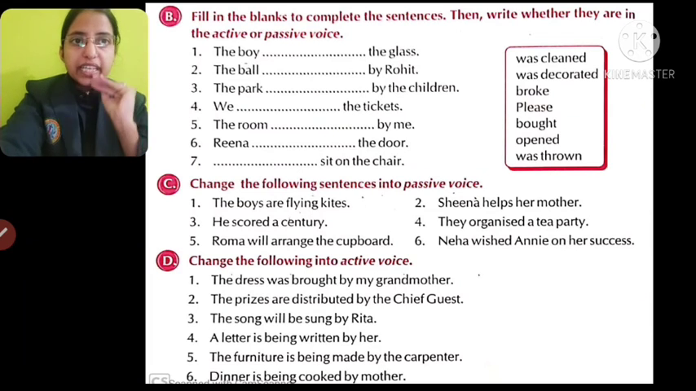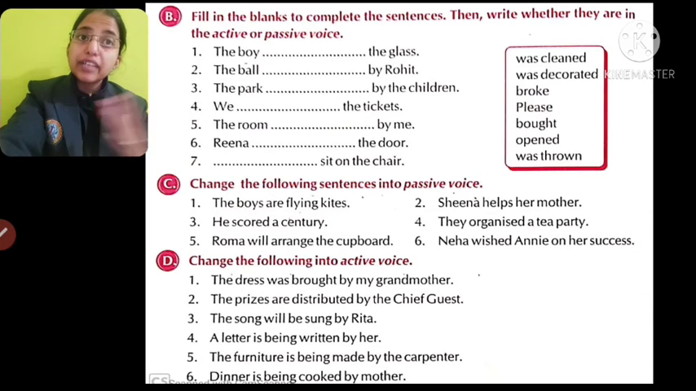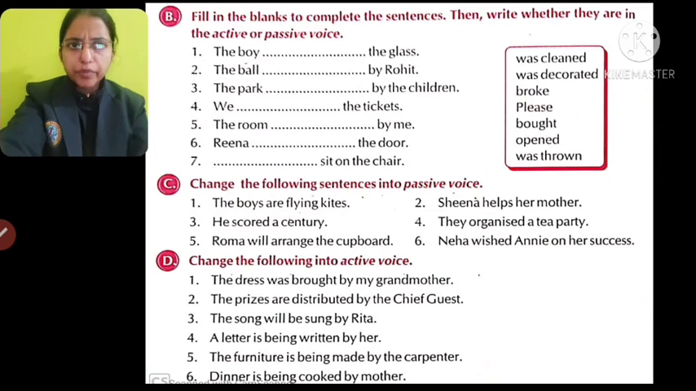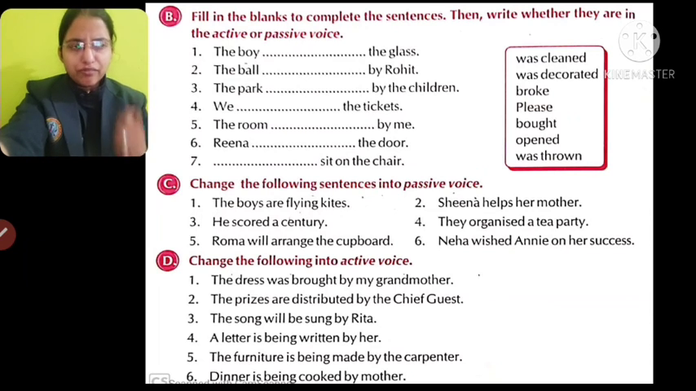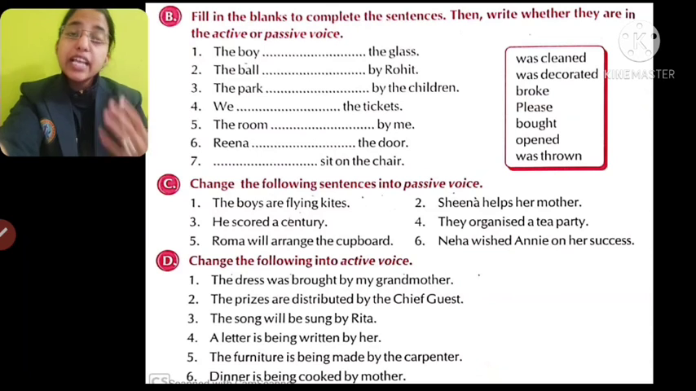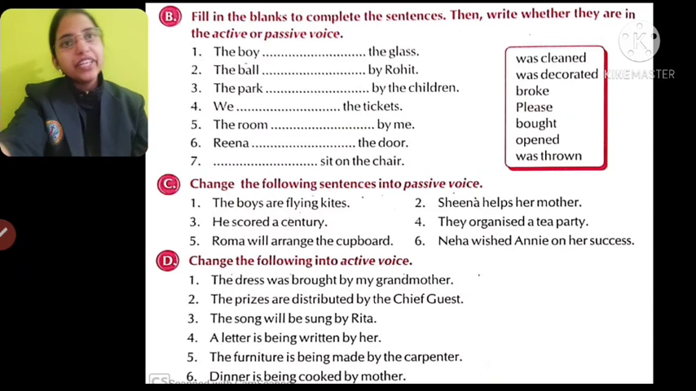Then C and D. Change the following sentences into passive voice. I will do the first one. The boys are flying kites. So I will reverse. Kites are being flown by the boys. D. Change the following into active voice. So all this you will do on your own. We saw lots of examples. We understand everything very clearly.